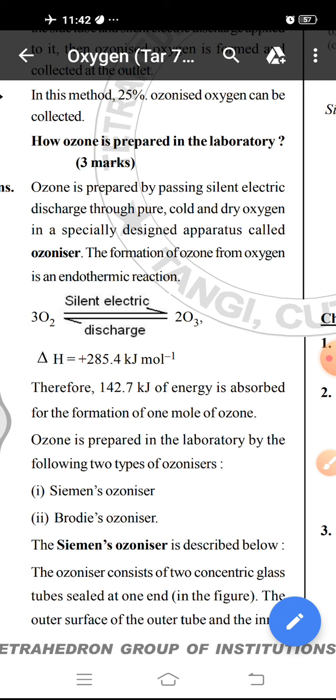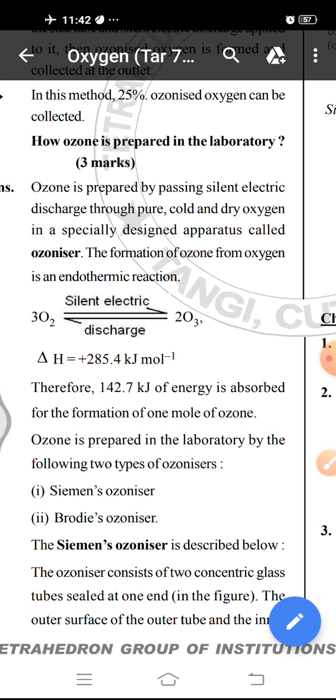In the previous video, I discussed the hydrides of the oxygen family and their chemical properties. In today's class, I will discuss the laboratory preparation of ozone and its chemical properties. First comes ozone.